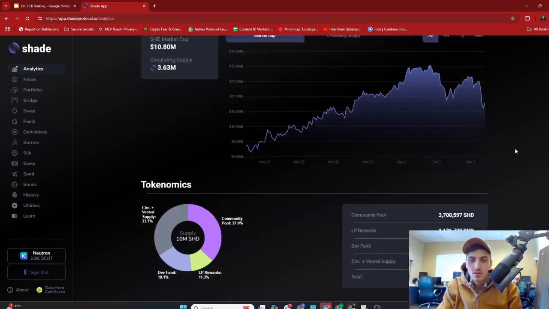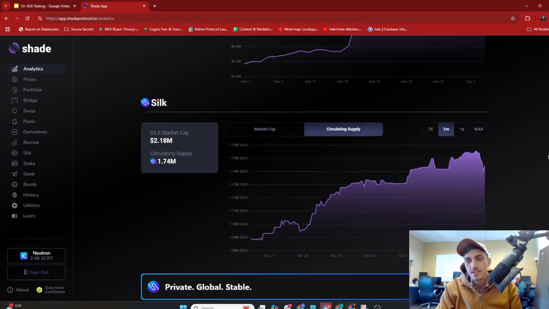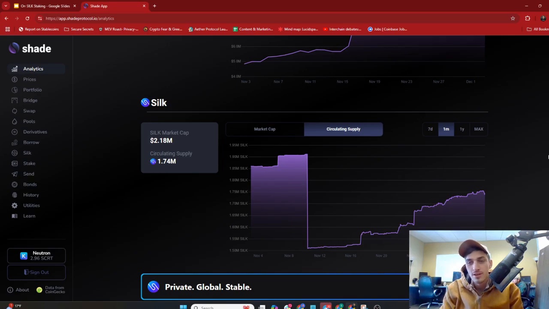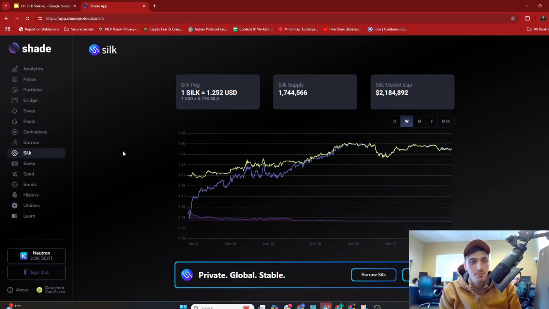And one question at large with Silk, as I scroll down to its chart here, is how do you expand the supply of a stablecoin? We know that Silk is this incredible product, but we seem to be stalled out at around 2 million in circulating supply. So in today's presentation, I want to walk through the fundamentals of stablecoin game theory and how you grow a stablecoin, and why Shade Protocol is extremely well positioned to start taking some bigger bets on Silk growth.